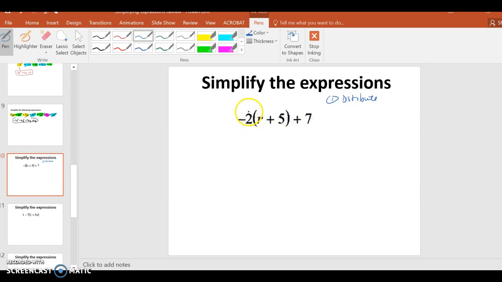So when I distribute here, negative 2 times r would be negative 2r. And negative 2 times 5 is minus 10. I still have to bring the plus 7 down. Now I look to combine like terms.